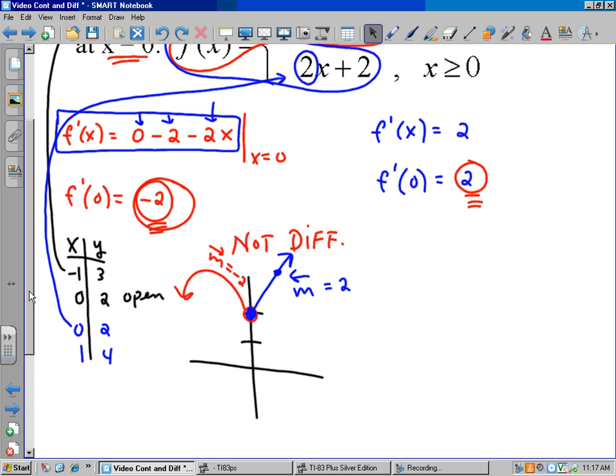So this looks like a cusp to me, right? This is a cusp at x equals 0, so it's not going to be differentiable. That's a lot of extra stuff that we didn't need to do, but it gives you a real good idea of whether it's continuous, whether it's differentiable, and if it's not differentiable because the left-hand derivative doesn't equal the right-hand derivative, what a picture of that looks like. Well, now you've got the picture.